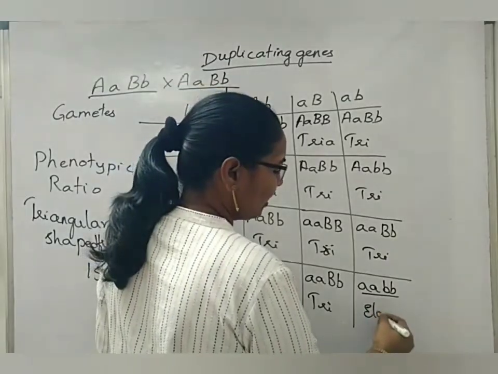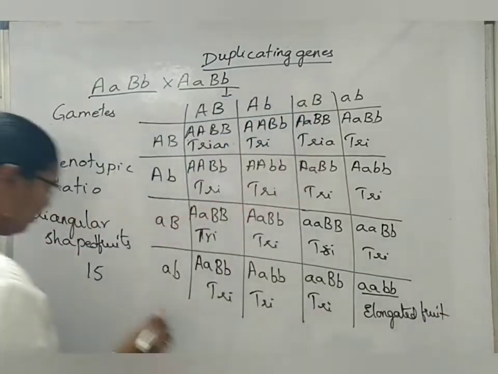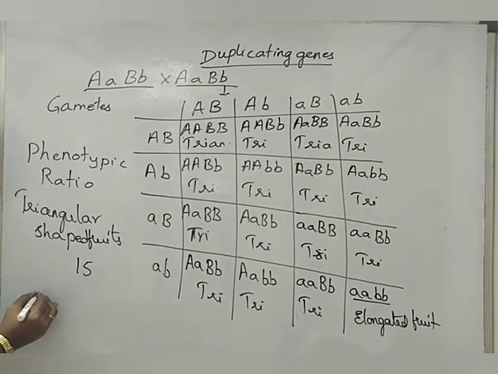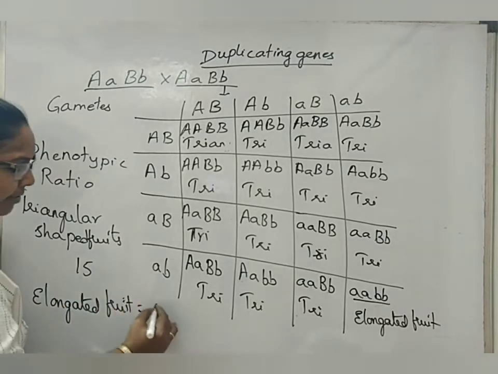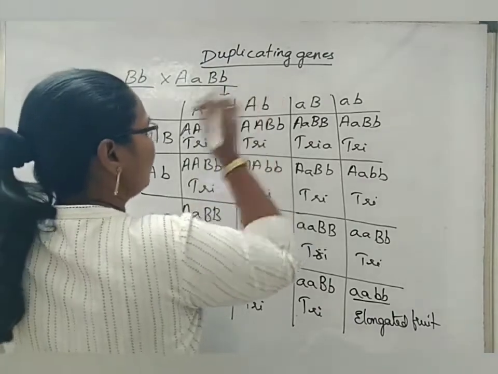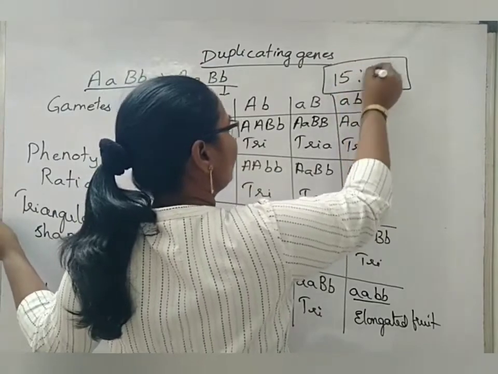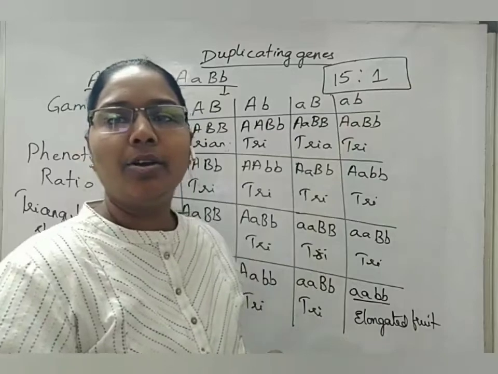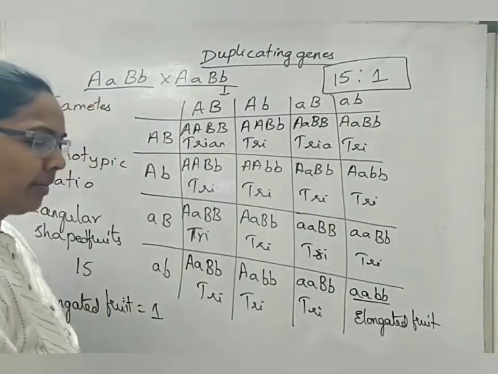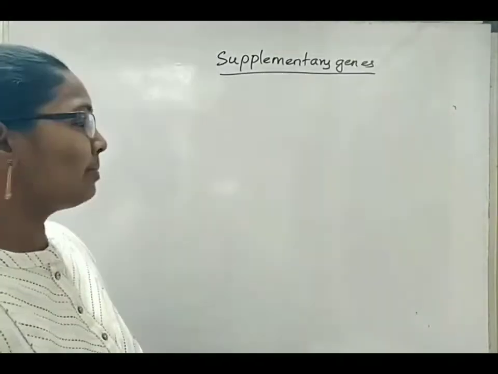Now, what type of fruit shape is it? Here it is elongated shape. When we see elongated fruits, the number is only 1. So the ratio in this F2 generation of duplicating genes is 15:1. 15 are triangular shaped fruits and 1 is elongated shaped fruit. So this is about duplicating genes. Next we will start with a new topic, that is supplementary genes.